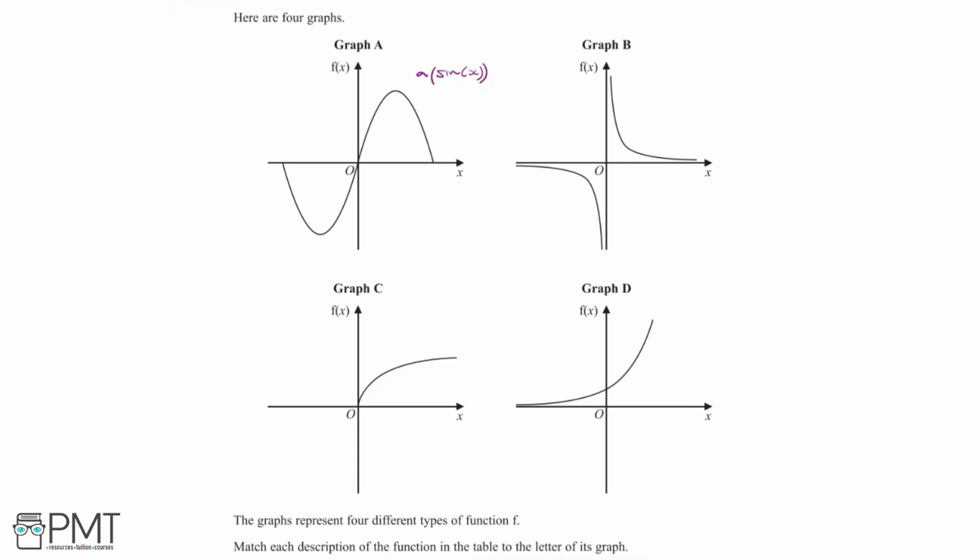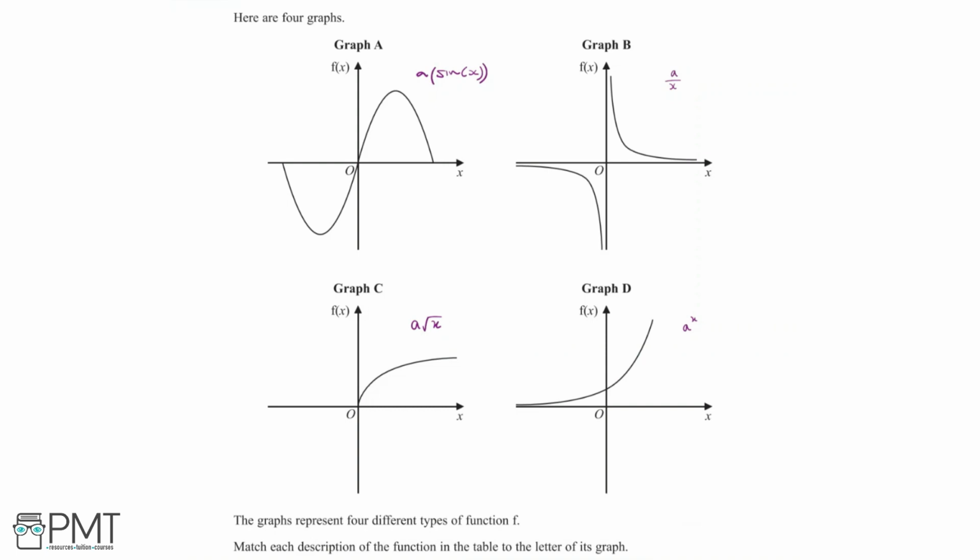Now let's look at graph B. Now you might have seen this graph before, and this is a graph of a over x, where again a is just a positive constant. Now we'll move on to graph D. Graph D is a graph of a to the power of x, where a, again, is a positive constant. Now graph C is something that you may not have seen before, but that's okay. We can use our knowledge of graph A, graph B, and graph D to eliminate and use the table to find out what graph C is. Graph C is the graph of a root x, where again, a is a positive constant.